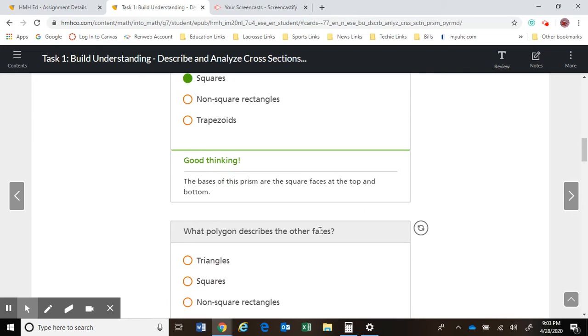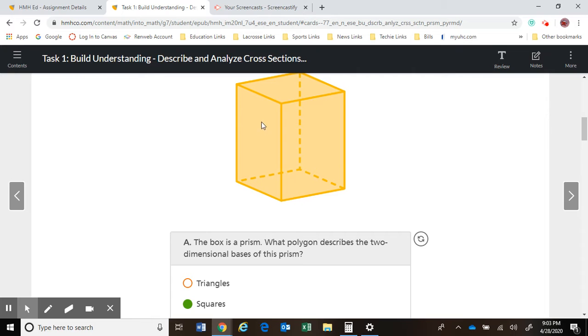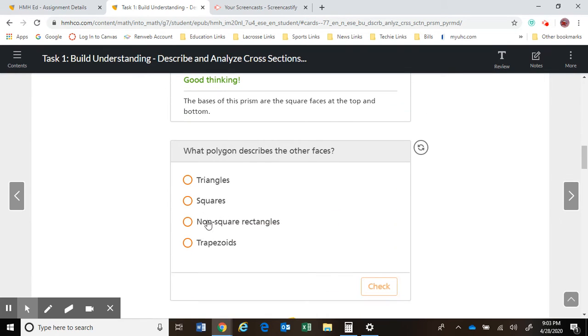Now, what are the other faces? Well, if you look at the other faces, it looks like it has four rectangles. So those would be non-square rectangles, because actually, all squares are rectangles, but those would be non-square rectangles.